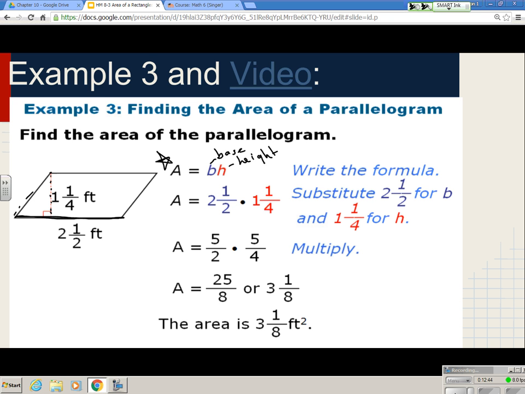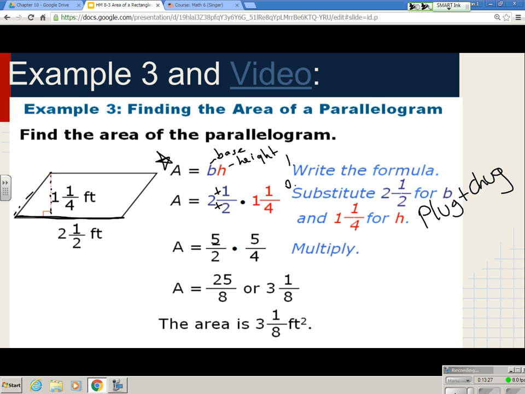So the first step will still be to write the formula, A equals BH. The second step is to substitute the B and the H for numbers. So you could write all this or just plug and chug the numbers. So we have 2 1/2 times 1 1/4. Now you can use your calculator to figure it out, but also remember when you're working with mixed numbers, you multiply the denominator by the whole number, and then you add the numerator. Your denominator stays the same, your numerator is the new number. 2 times 2 is 4, plus 1 is 5 halves. 4 times 1 is 4, plus 1 is 5 fourths.